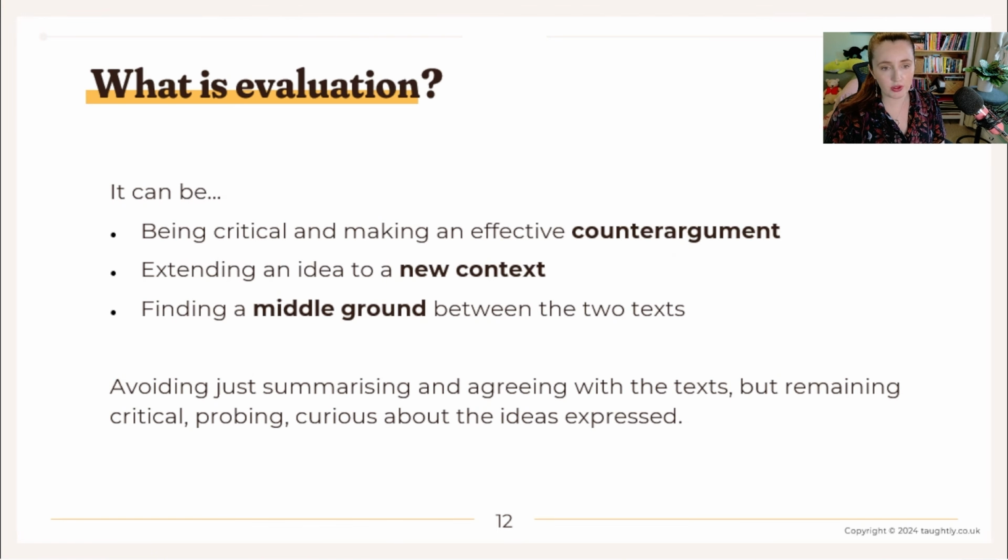extending the idea to a new context. Here is advice for young people. How could that apply to young people in the workplace? And finding a middle ground between the two texts.